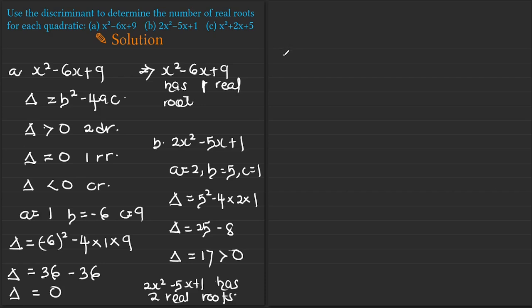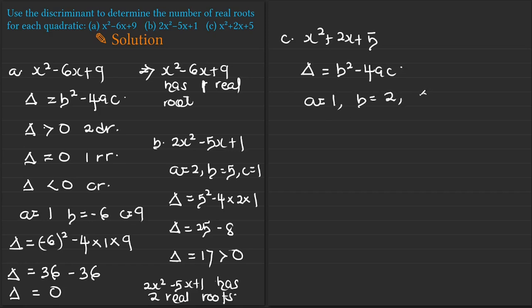The last one was C: x squared plus 2x plus 5. We know our discriminant once again is b squared minus 4ac. So doing our necessary substitutions, we have a equal to 1, b equal to 2, and c equal to 5. Substituting, our discriminant is equal to b squared, so we have 2 squared minus 4 times the value of a, which is 1, times the value of c, which is also 5.